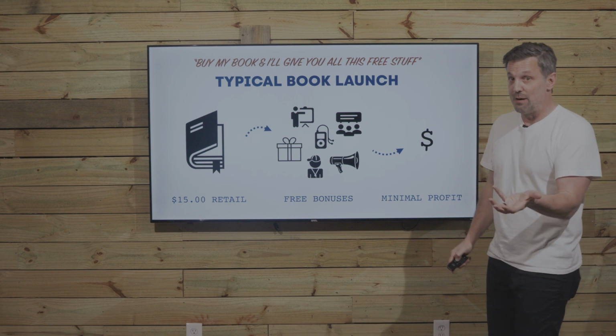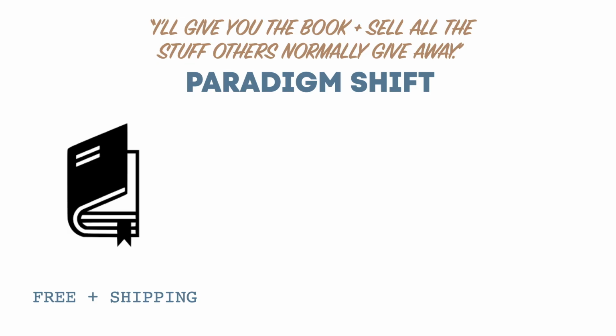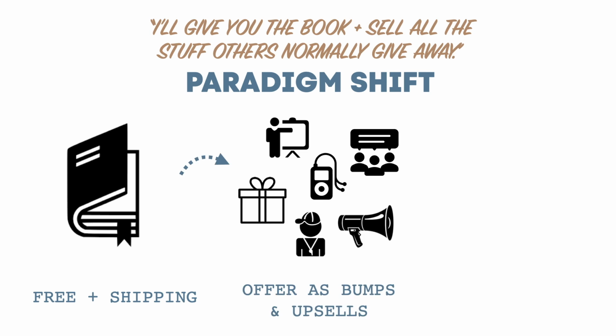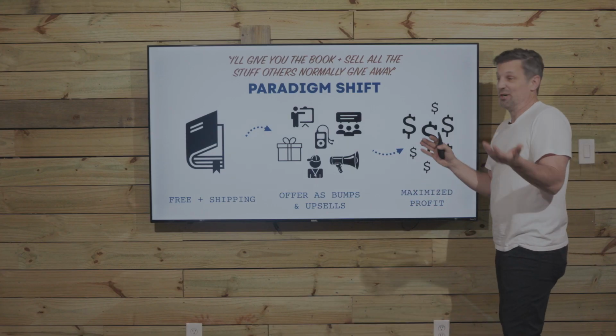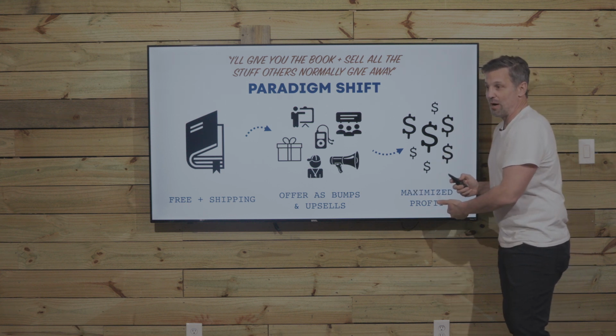Here's what we're doing. Here's the paradigm shift that I'm suggesting: hey, I'll give you the book. That's the lowest ticket item on the whole thing. That's the cheapest thing that you have. I'll give you the book, and then I'll sell all the other stuff that other people normally give away. Okay, so again, here's the opposite. So you give the book away, and then you offer some of this other stuff as bumps and upsells, and instead of making $6 per book, you start averaging a transaction cart value of not 6, but maybe 11, 25, 30, 45, $100 or more. You've maximized the profit by looking at things a completely different way.